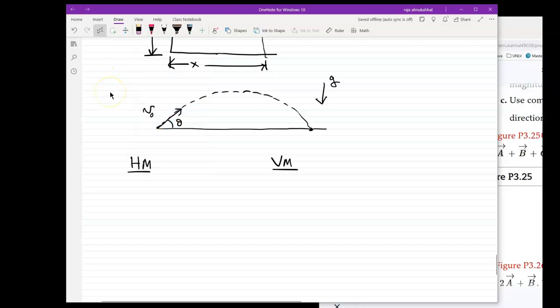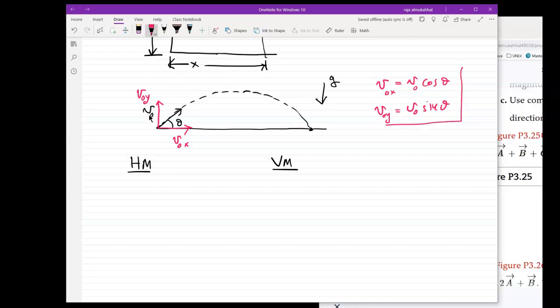So here you have the V naught, like the one right here. But this V naught has two components, V naught X, and then we have V naught Y, okay? And V naught X, I'm going to write it down here, V naught X is equal to V naught cosine theta, and V naught Y is V naught sine theta, all right? Keep that in mind. We're going to come back to those important formulas in a minute.